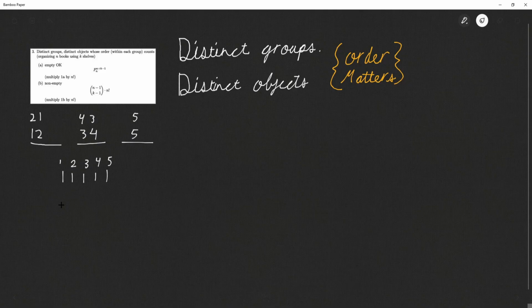So the way this formula works is if we're allowing empty shelves, we're going to have the permutations of n and n plus k minus 1. So for an example of 3 shelves and 5 books, this will change into the permutations of 5 plus 3 minus 1 permuting 5, which will give us 7 permuting 5.